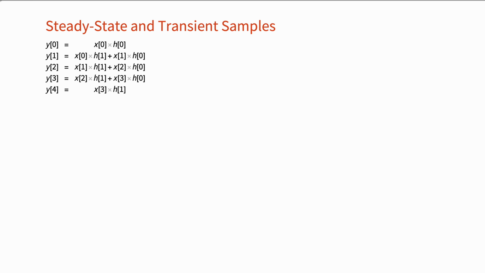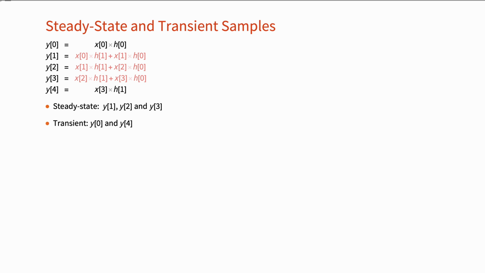Looking at the set of equations for the convolution of x[n] and h[n], note that for the first and the last samples, y0 and y4, we have a partial overlap of non-zero values of x[n] with the reversed and shifted version of h[n]. And for the middle samples, y1 through y3, we have the full overlap of the x[n] and h[n] sequences. This middle portion is called the steady state portion of the output sequence, and the portion including the beginning and the end of the output is called the transient portion of the output.